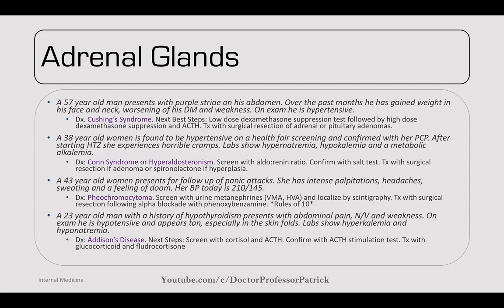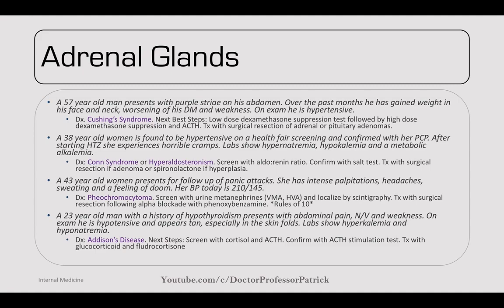The next best step would be a low-dose dexamethasone suppression test. And then if that is positive, you want to follow up with a high-dose dexamethasone suppression test. And you can do ACTH to help localize whether this is going to be Cushing's disease from the pituitary, or Cushing's syndrome from ectopic ACTH or an adenoma. So we treat with surgical resection of the adrenal or pituitary adenomas or treating the underlying cancer.